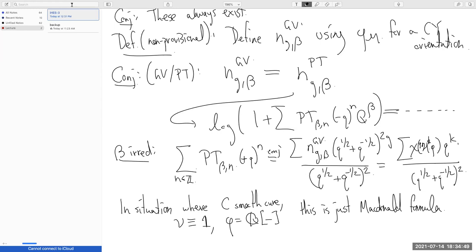But certainly in that case, the Chow variety is just a bunch of points. So the calculation on what I'm calling the GV side, there's nothing going on. So you have to somehow argue that on the PT side, there's no secret stuff showing up. But if you're willing to make that assumption, then I think it's okay.